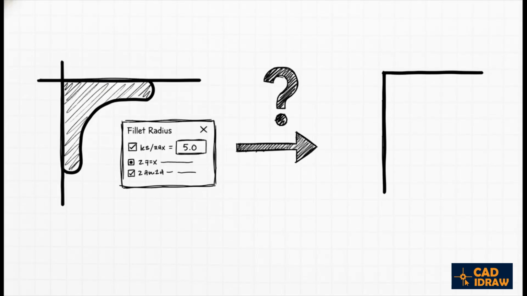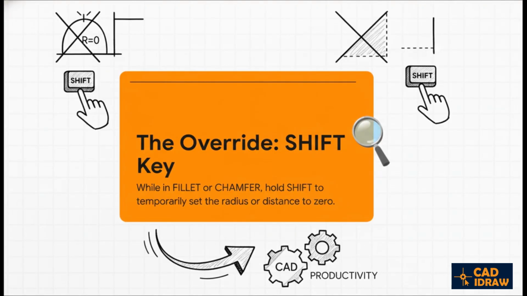Okay, here's a situation I'm sure you've been in. You're using the fillet command, rounding all these corners, and you've got your radius set to, say, 5. But then you get to one corner and you need it to be a sharp, 0 radius corner. So what do you do? Do you have to exit the command, change the radius to 0, do the corner, then change it back? Nope. This is honestly one of my favorite secrets.